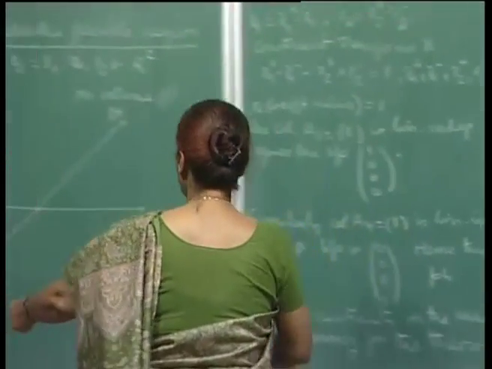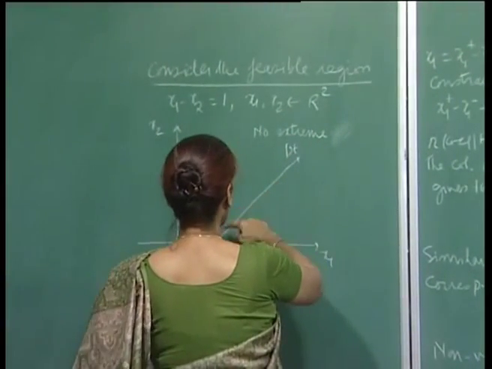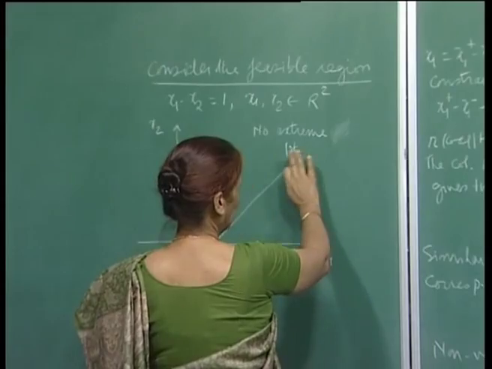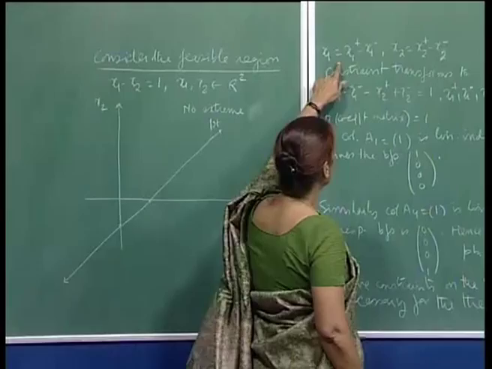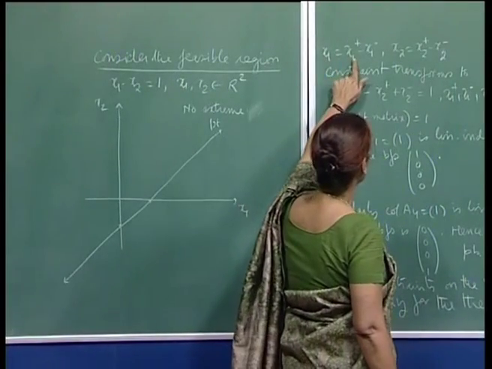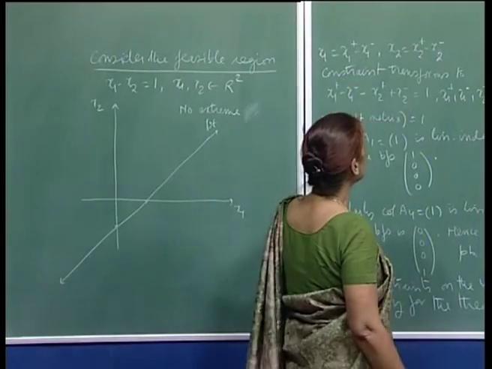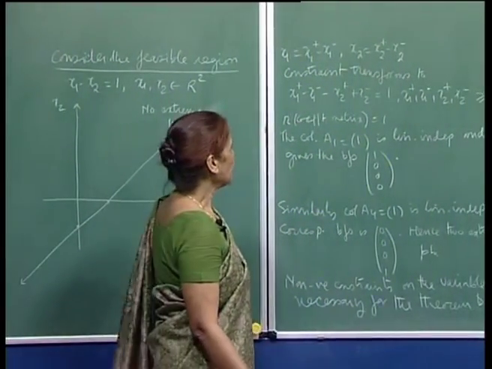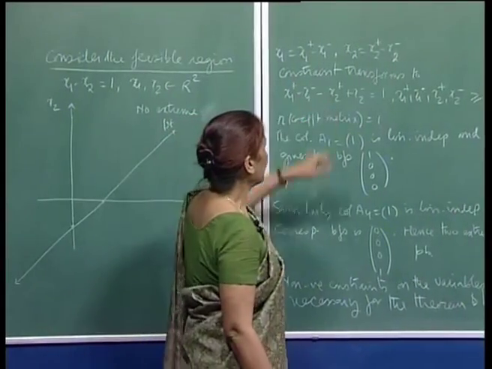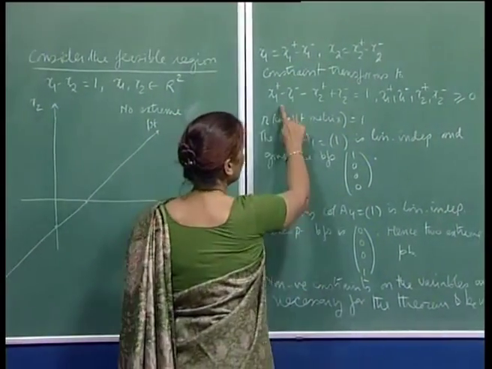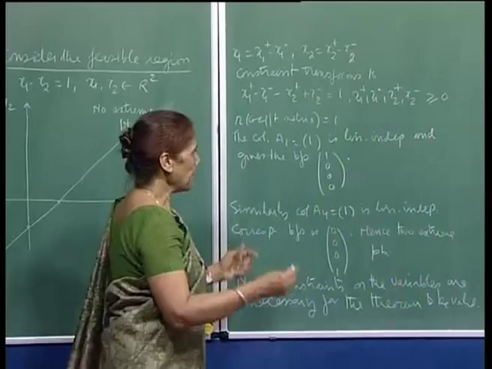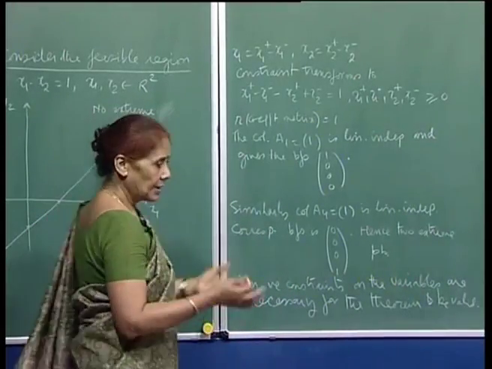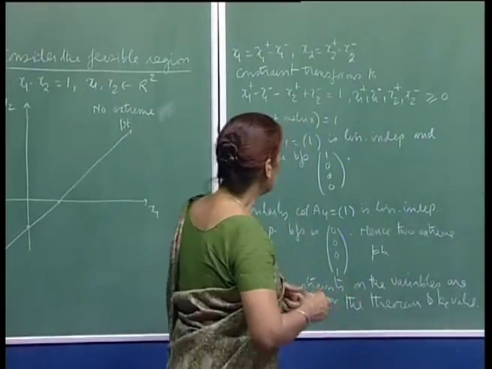So, I will transform this region, which is a straight line extending to both sides and hence has no extreme points, by this transformation. x1 gets replaced by x1 plus minus x1 minus, x2 gets replaced by x2 plus minus x2 minus, and all these four variables are non-negative. This is the new constraint now. So, I have embedded this two-dimensional region into a four-dimensional region.